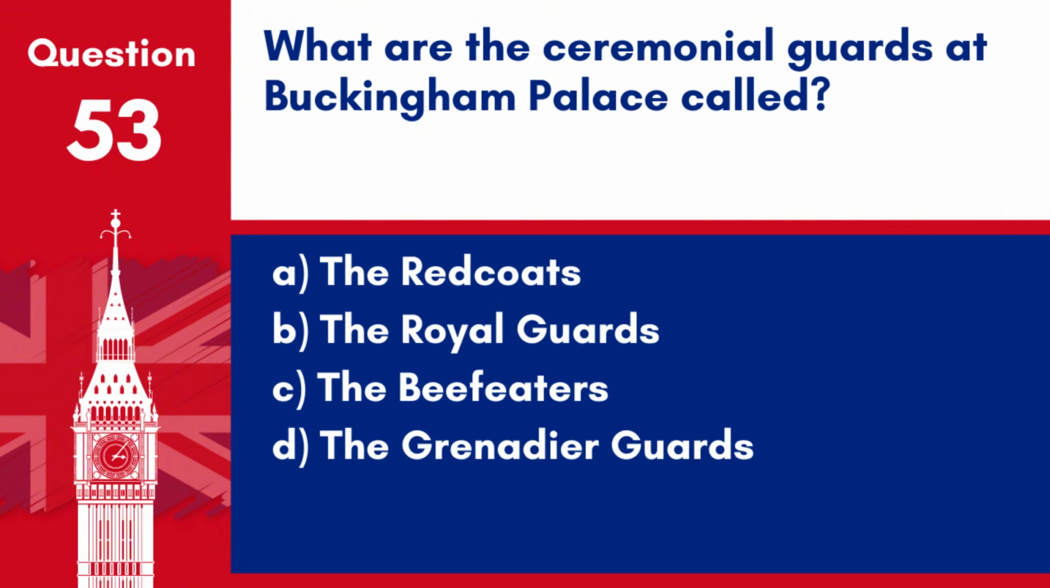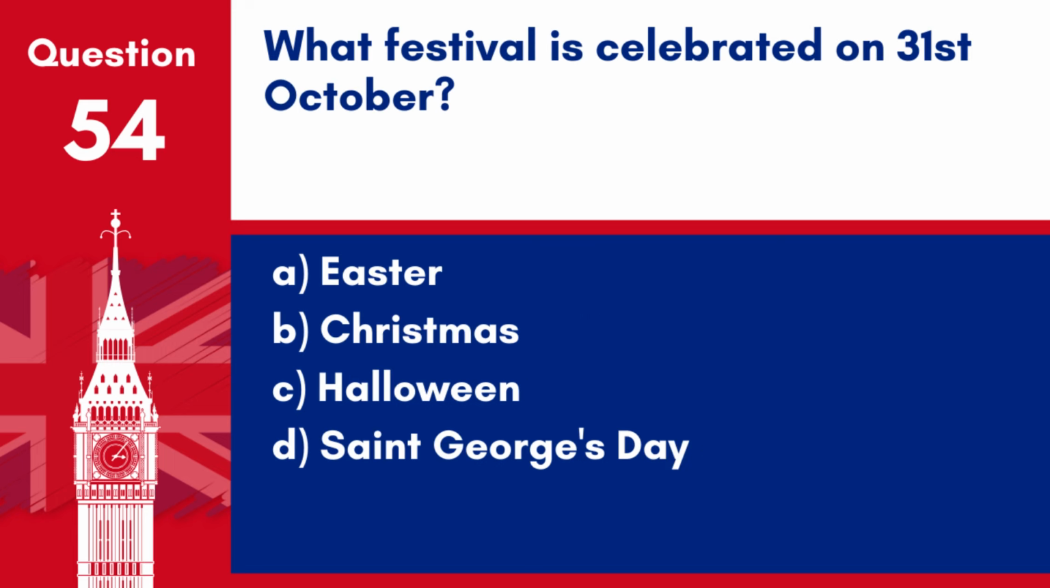Question 53. What are the ceremonial guards at Buckingham Palace called? A. The Redcoats. B. The Royal Guards. C. The Beefeaters. D. The Grenadier Guards. Answer D. The Grenadier Guards. The Grenadier Guards is one of the oldest regiments of the British Army and serves as one of the guard regiments at Buckingham Palace.